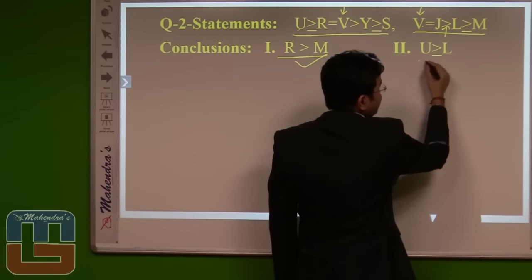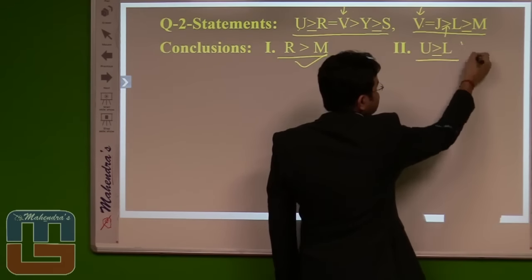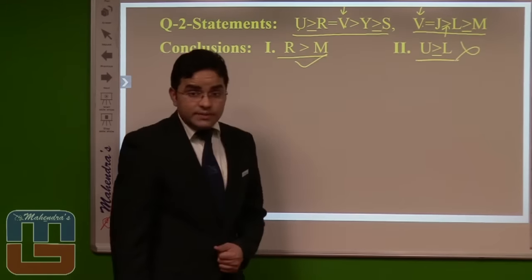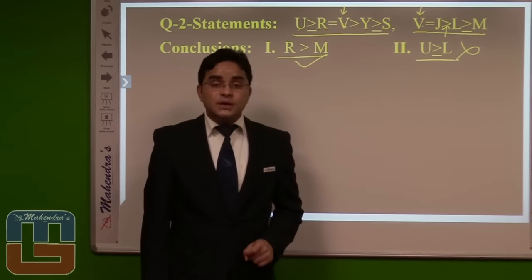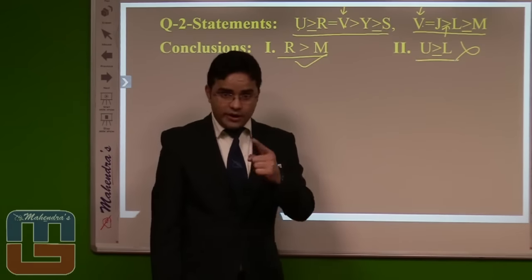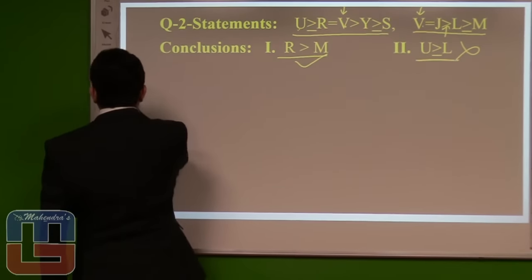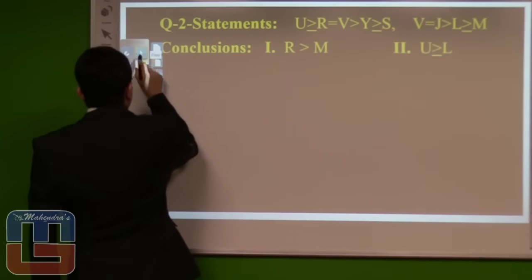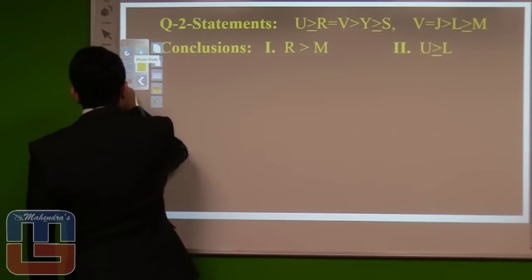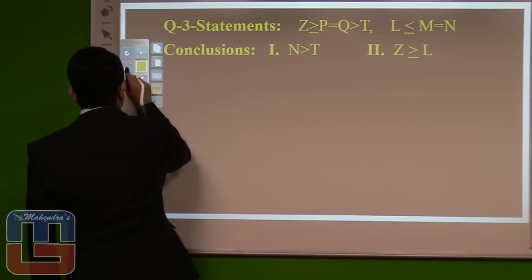Here you can see it is given double. U greater equal to L. It means that this conclusion does not follow. It means your answer will be first option, which says only first conclusion follows. Got it? Okay. So let's move towards next question. Okay. So moving towards next question.